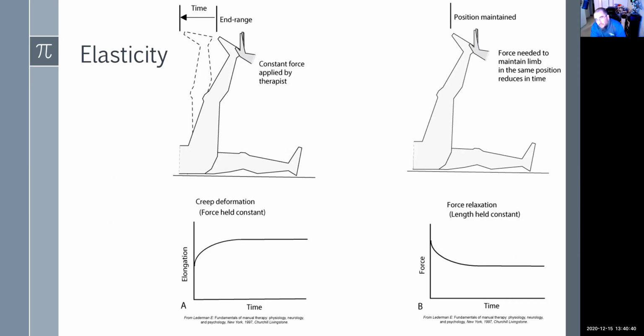As that elongation occurs with the creep phenomenon, it'll eventually plateau out. In the other one, which is the forced relaxation, they're just holding the leg there. They're not allowing that leg to stretch. They're not pushing into it. So as they hold it in that position, there'll be a slow relaxation of the muscle, which will allow a little bit of stretch to occur.